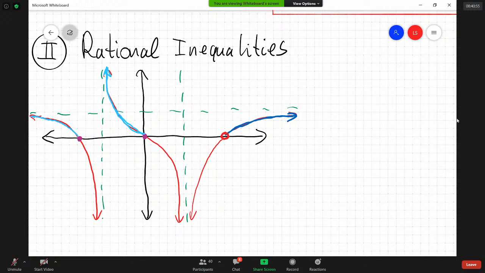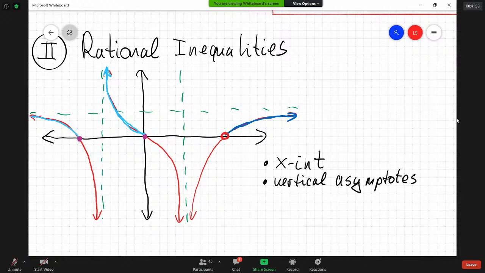So that tells us that when we're picking up all these values to consider for our sign analysis chart, we have to consider x-intercepts, we have to consider vertical asymptotes, let's be specific. Horizontal asymptote doesn't do anything for us. We wouldn't cross between positive and negative at a horizontal asymptote unless it happens to be the x-axis. So x-intercepts, vertical asymptotes, and possibly holes if we run into those examples.